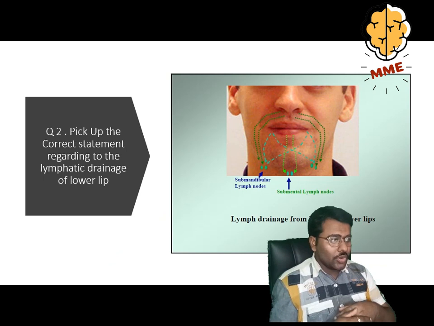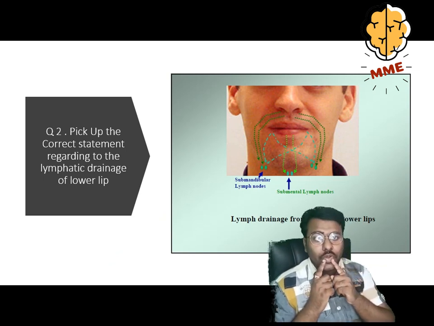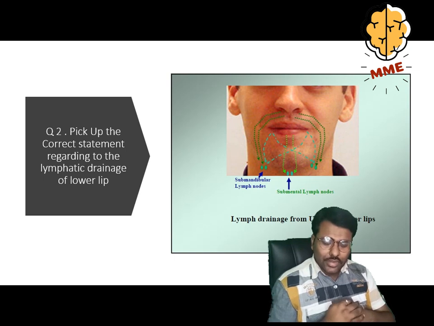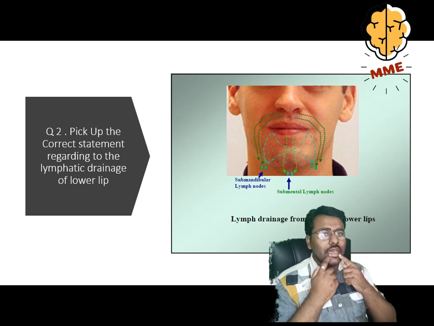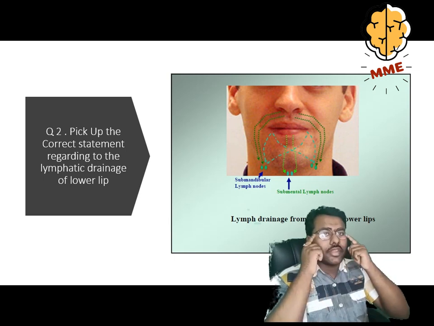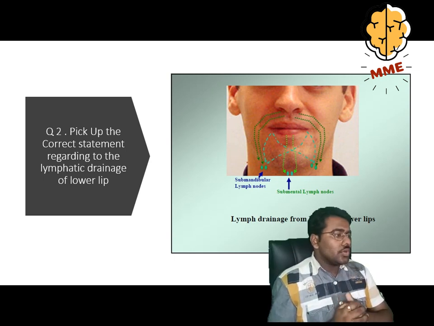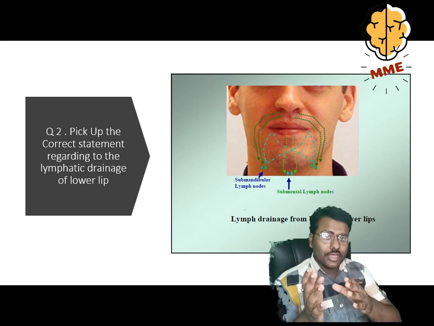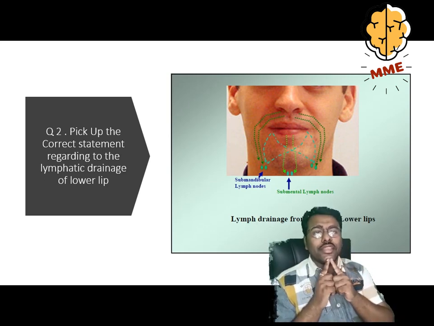Coming to the next question, about the lymphatic drainage of the lower lip, there are many options, but one option is the molar lymph node. The molar lymph node is present here, not below the lip. So the lower lip cannot drain into that lymph node. So which lymph nodes are actually present? The lower lip drains into those lymph nodes. So one is here and one is there.